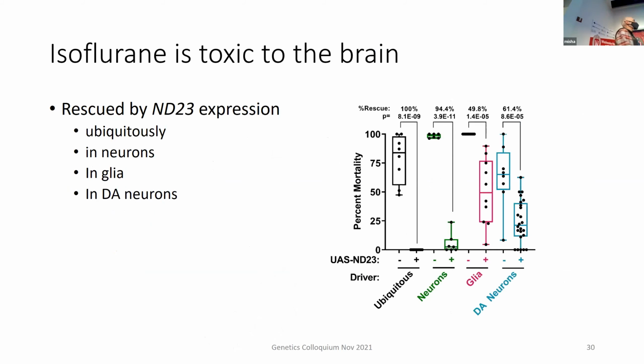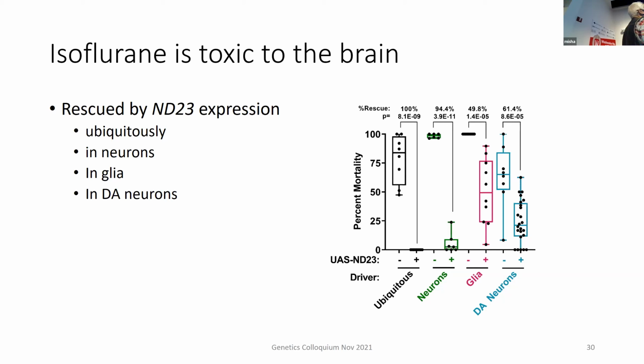And so we also wondered whether the toxicity that we observed with ND23 mutants is due to its action in the brain. And so what Zach did here, he overexpressed wild type ND23. He overexpressed it ubiquitously, and you get a complete rescue. He overexpressed it in neurons. So the rescue is here. So this is the mortality in the ND23 mutant, and this is the mortality with ubiquitous overexpression of ND23, it's 0. If you overexpress it only in neurons, you also have a basically complete recovery or rescue from mortality.